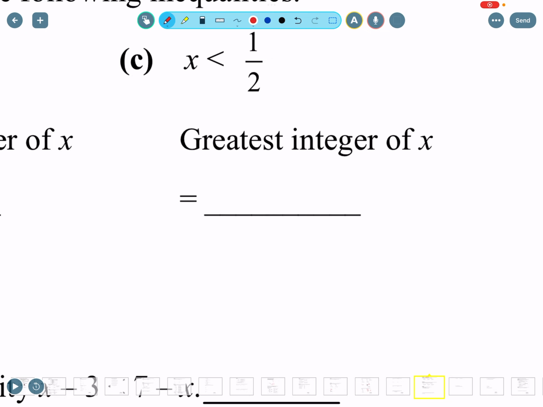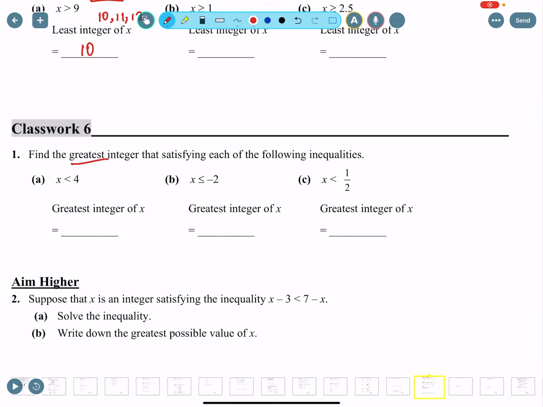And then here, let's say they want you to find the greatest because the inequality they gave you is smaller than 1 over 2. So if we list down the integers that are smaller than 0.5, we have 0, -1, -2, and so on. -1 and -2 are also integers. So the greatest has to be 0.